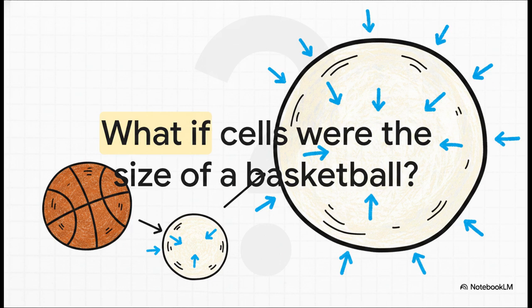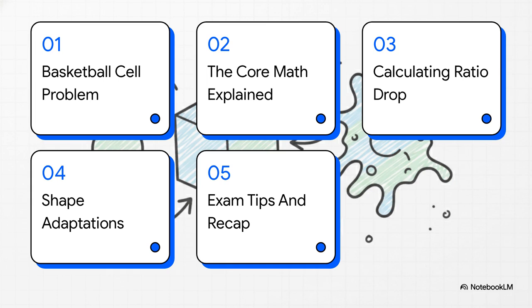And to understand exactly why this happens, we've got to look at the geometry. So here is our roadmap for dismantling this mystery today. First, the basketball cell problem. Second, unlocking the core math. Third, calculating the exact ratio drop. Fourth, biological shape adaptations. And finally, exam tips and a recap.